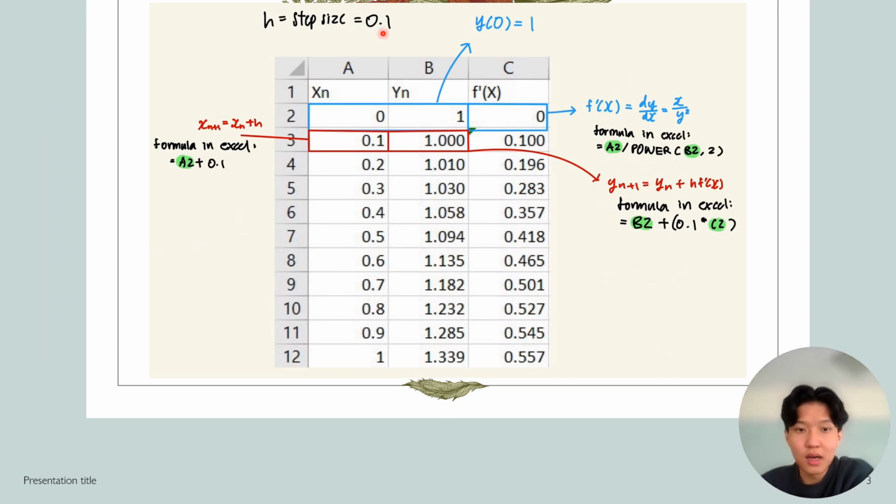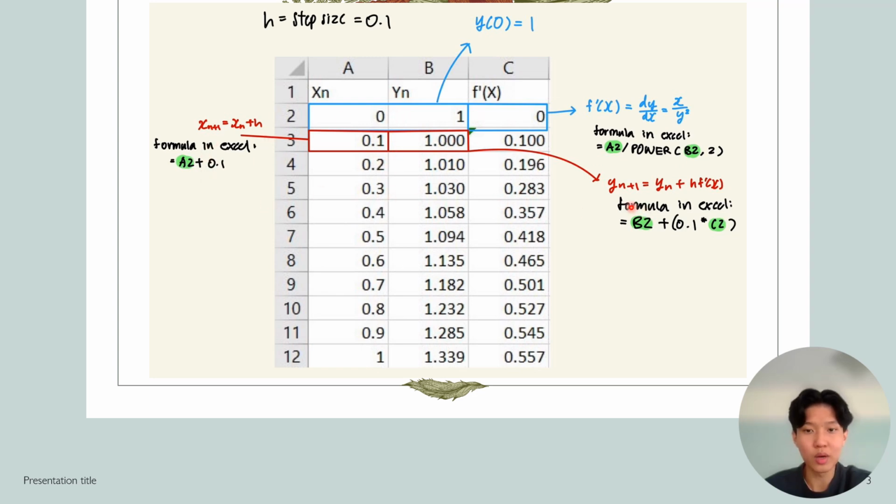The three columns are xn, yn, and f'(x). The first two values of x and y are given by the question where they say y(0) equals 1. This also means when x is 0, y equals 1. My step size is shown over here, it is 0.1. So to find xn+1, I use the formula xn plus h, which is my step size. The formula in Excel is shown like this, where I take the previous value of x plus 0.1.